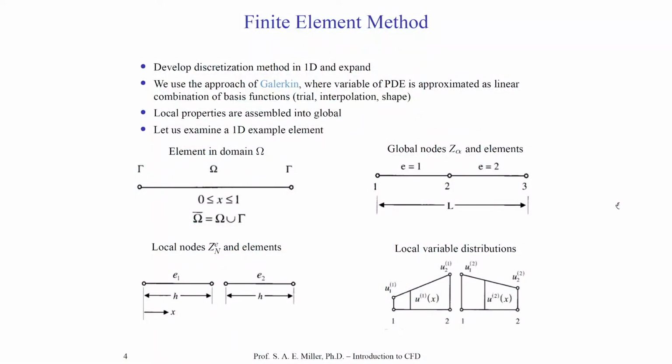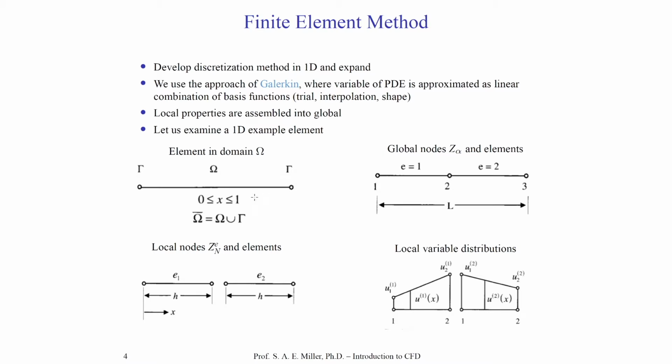There'll be local properties, which are then assembled into global properties. That is, each element will have its own local properties, and they'll be combined in some way to find the global properties, which correspond to the entire solution. The local properties correspond to each element. Let's examine one particular problem here. On the left, we have elements in a particular domain. For example, our whole domain will be capital omega, and the boundaries will be capital gamma.